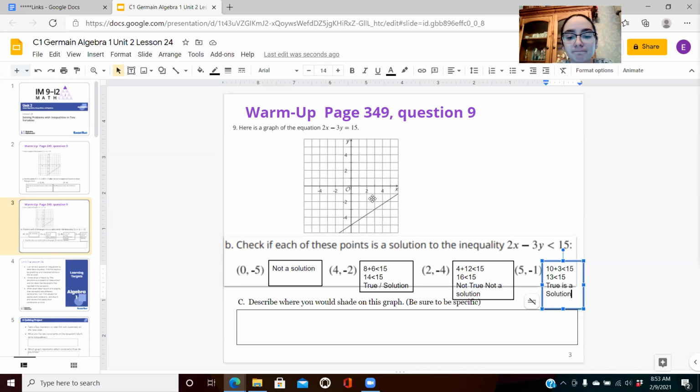Nice job, Gabe. I want to see, come on guys, where would you shade? Where would you shade this graph? Gabe, Peyton, Cameron, Kyle are all being active participants. Everybody else needs to be an active participant. Nice job, Peyton. Nice job, Max.